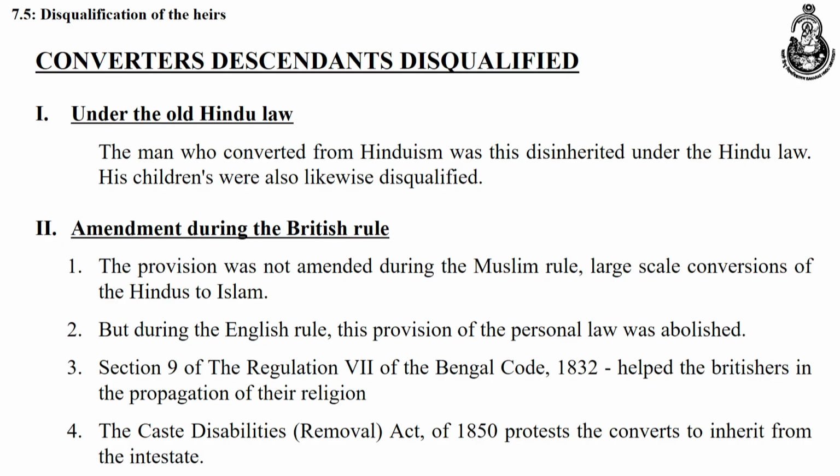Friends, under the old Shastric Hindu law, the man who converted from Hinduism, this was a ground of disqualification. But this rule was amended during the British rule. The provision was not amended during the Muslim rule, despite large scale conversion of Hindus to Islam. But during the English regime, the provision of the personal law was abolished. Section 9 of Regulation 7 of the Bengal Code 1832 helped the Britishers in propagating their religion. They developed a law which is known as the Caste Disabilities Removal Act 1850, which protects the convertees' right to inherit.